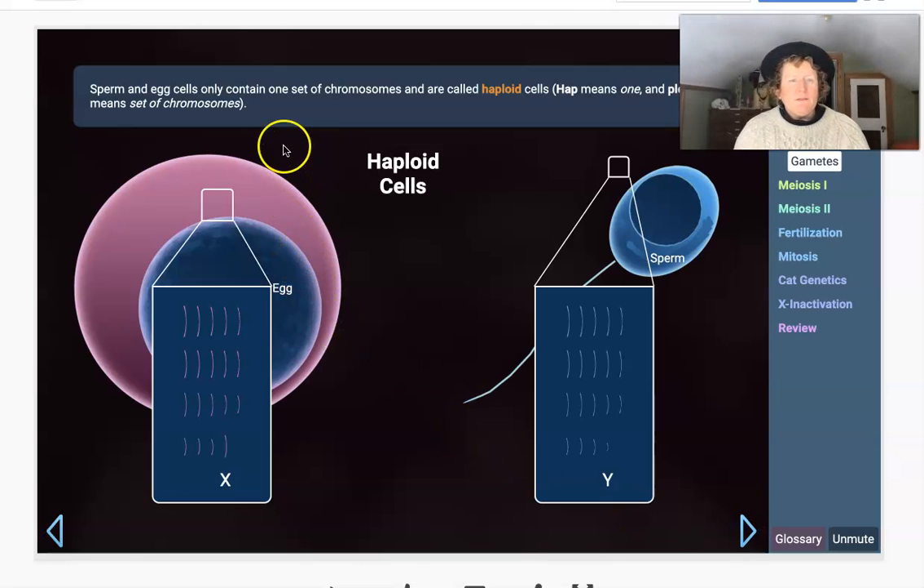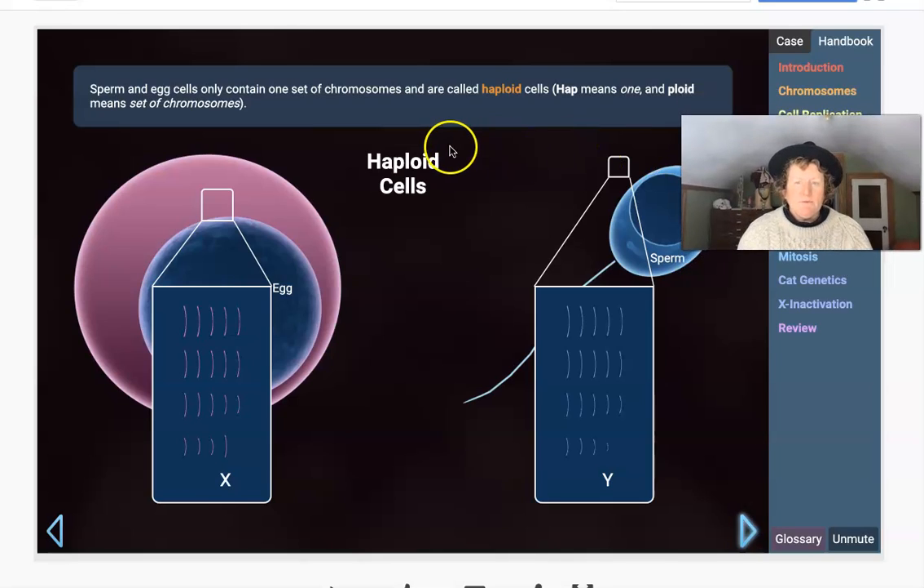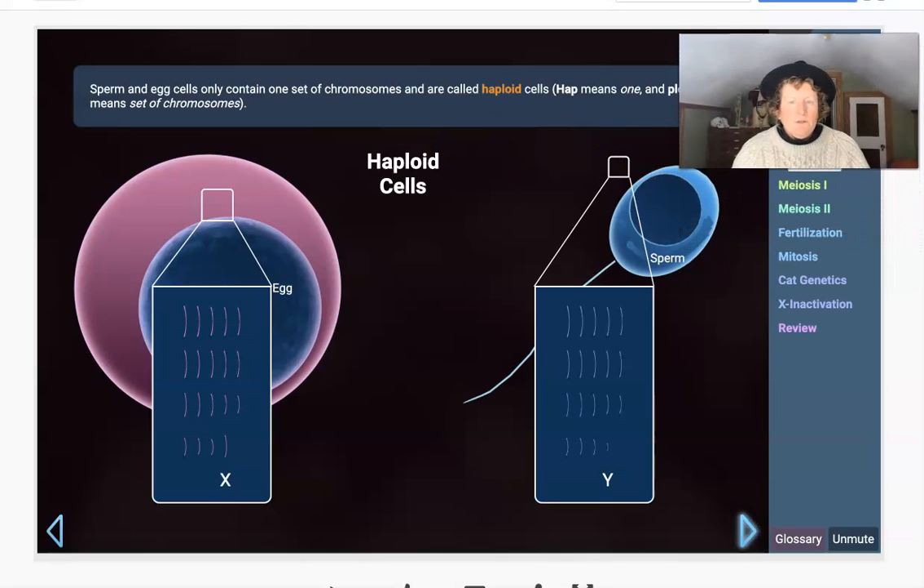So sperm and egg cells contain one set of chromosomes, so they're haploid. Hap means one and ploid means sets of chromosomes. The reason they only each have one is so when the egg and sperm get together, they make one single cell that starts the organism. They have one copy from mom, one copy from dad, so they have 2 copies. But you have to get down to a single copy in a gamete, so when they get together, they only have 2 and not 4.